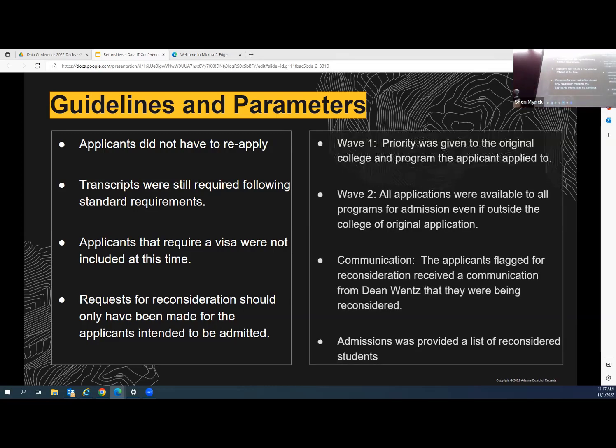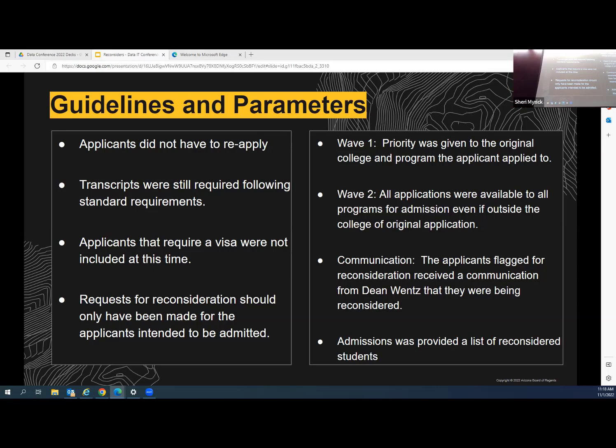All right. So how did we do it? We did it in phases. In the first wave, the priority was given to the program they applied for originally. We wanted them to relook at them and say, should we reconsider them at this point? That was our first phase, and I think it lasted a couple weeks. And then after that happened, our wave 2 was, okay, now another college can go and say, you know what, I think they fit us. I want them for my program.